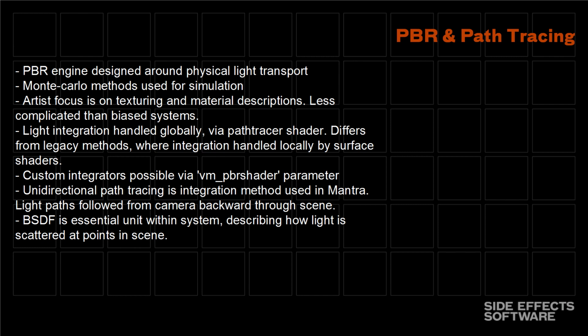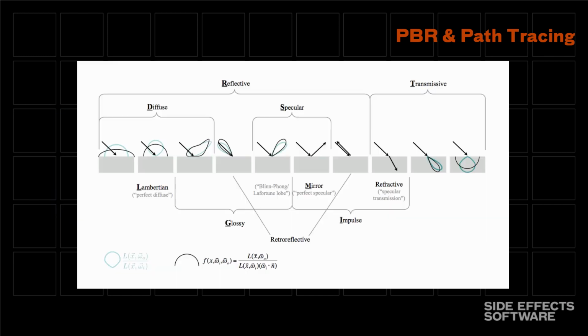So one of the main concepts within the path tracer is the BSDF, as we've mentioned. It is one of the essential units within the path tracing system, and it describes how light is scattered at points in the scene. So we'll spend a little bit of time looking at a BSDF and what it means. So BSDFs essentially are statistical models. And if you look at this slide here, you can see there are different categorizations of BSDF based on their reflectance properties. On the left-hand side, we have broad BSDFs that reflect light in almost uniform directions around the surface integration point.